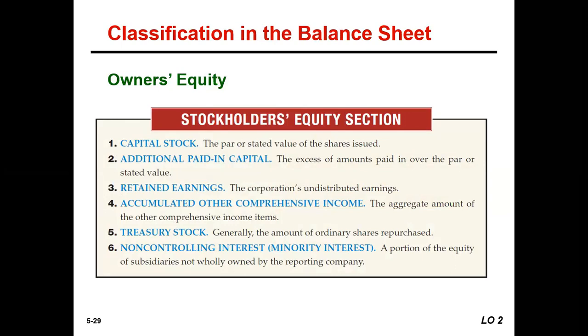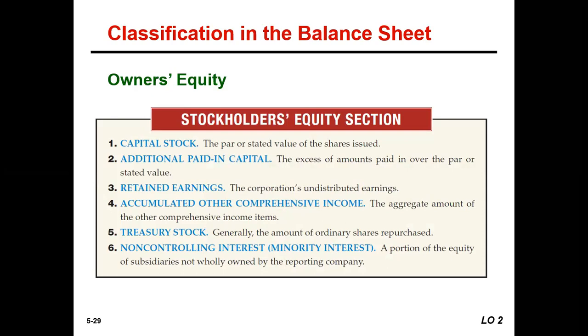So again, when we looked at that example, and I'm sure we're going to see this again probably on the next slide, there's a difference between the par value or the stated value, right? Those two things are the same thing. Par value, stated value, those terms are used interchangeably. But there's a difference between the par value versus what we sell it for. And that difference is additional paid in capital. So you see additional paid in capital, the excess of amounts paid in over the par value or stated value.